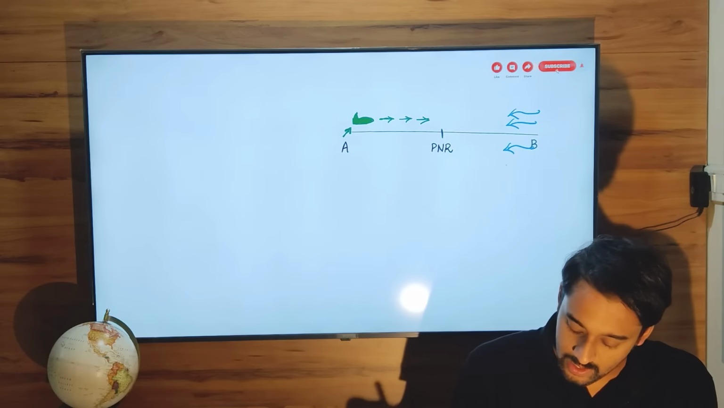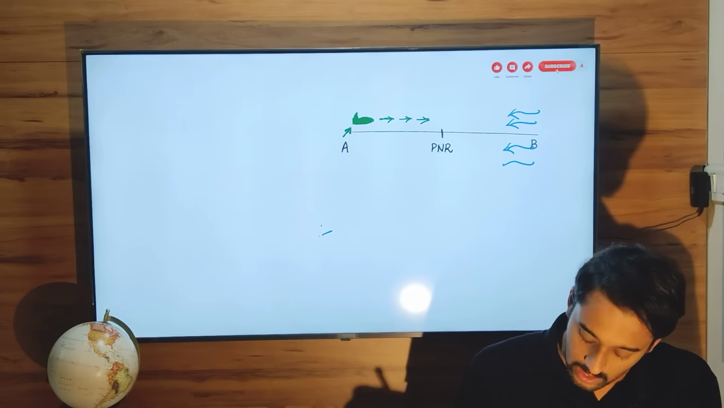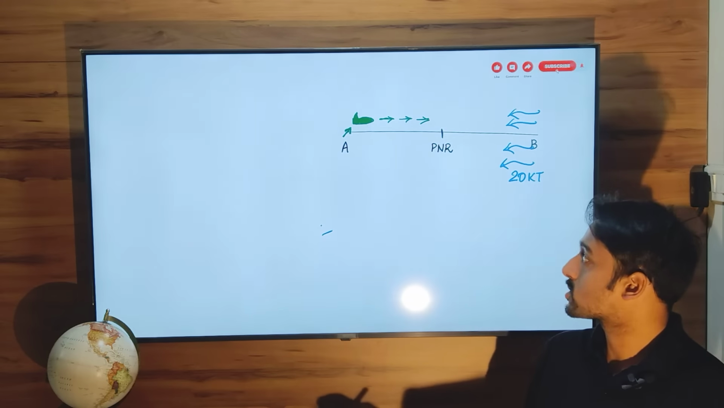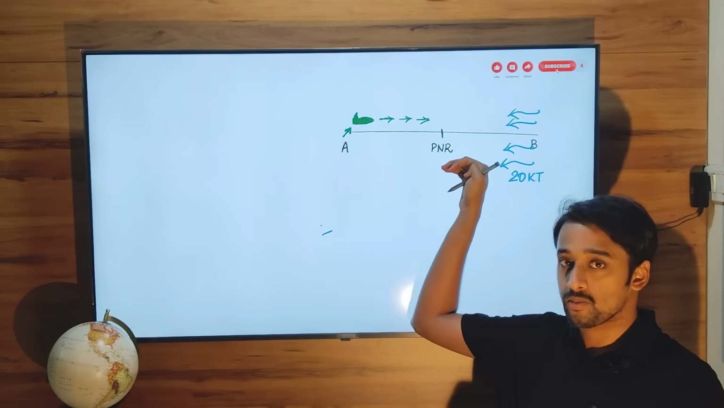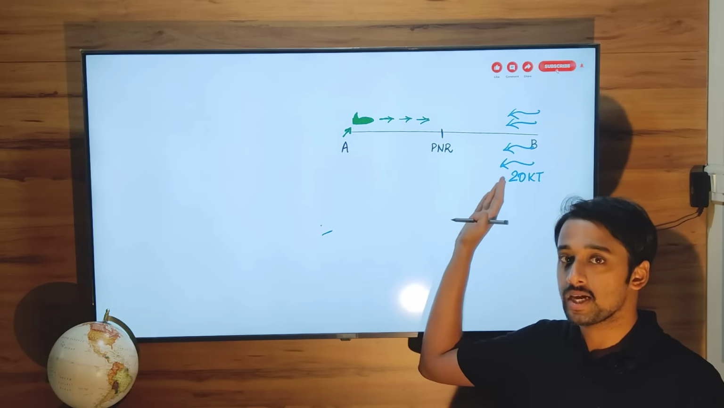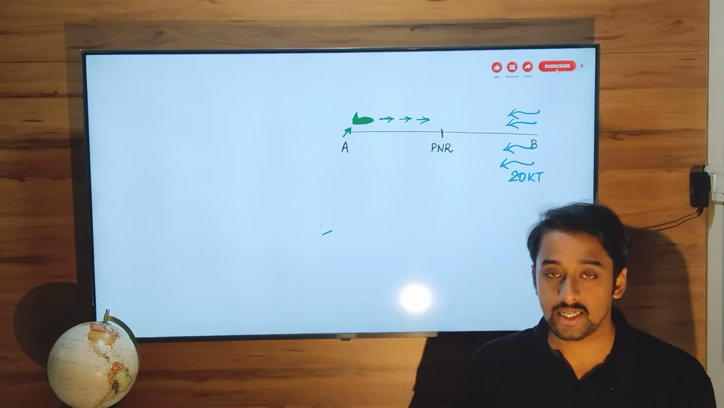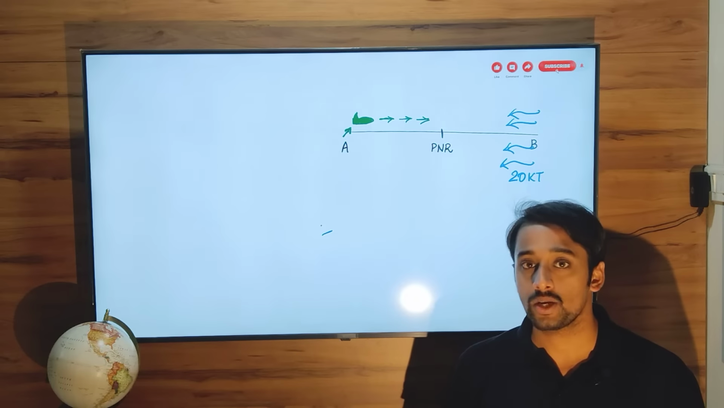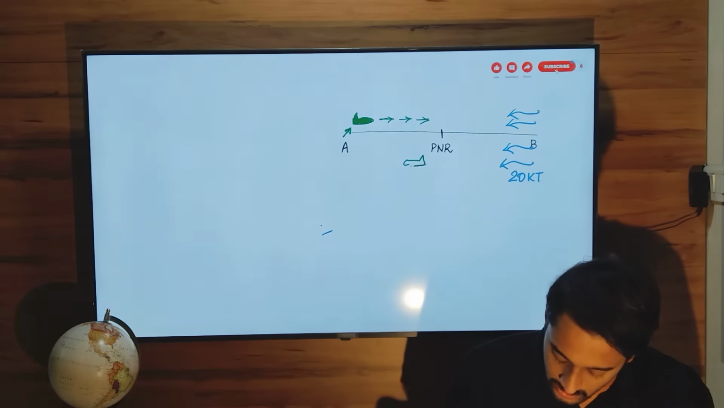According to the question, it is facing winds coming from the front at 20 knots. So going outbound from A, there are winds coming from the front at 20 knots. So going outbound, you will be experiencing a headwind. And when you go to PNR, the question states that at the point of no return there is an engine failure. So at PNR you decide to come back to point A. So from here you will come back to point A.